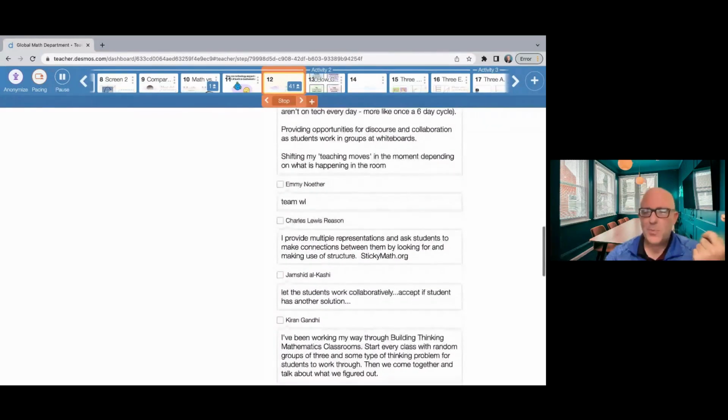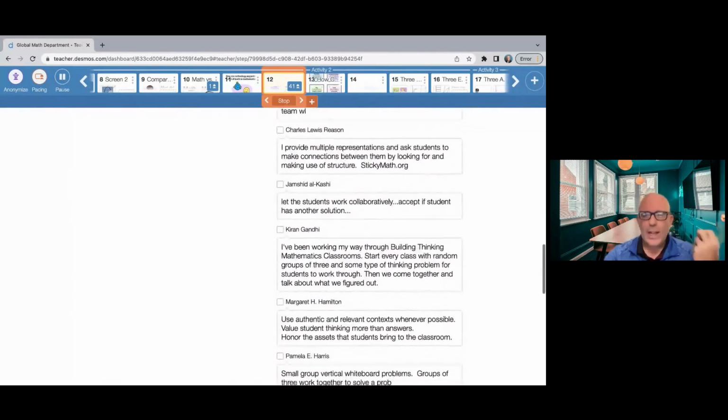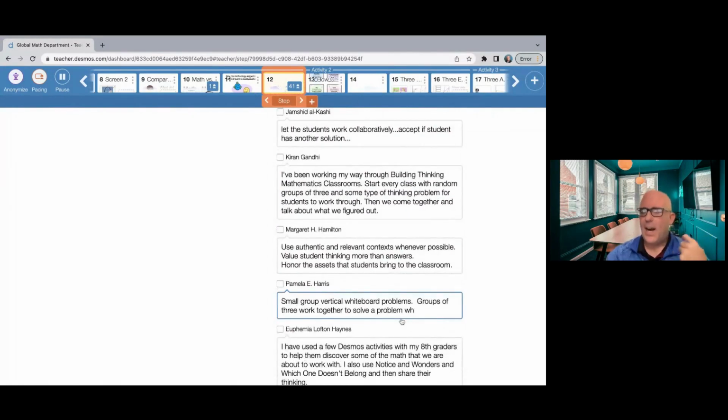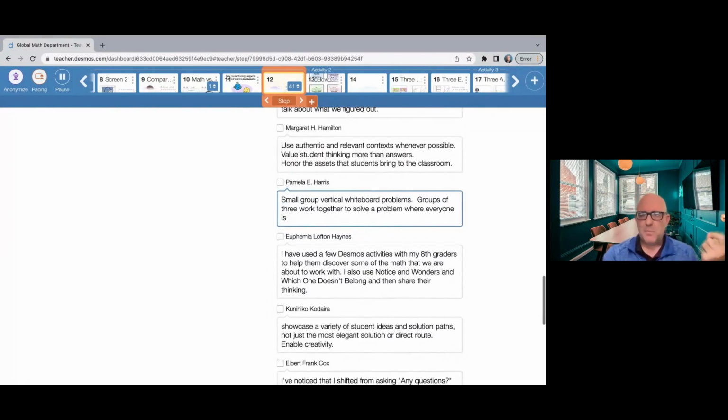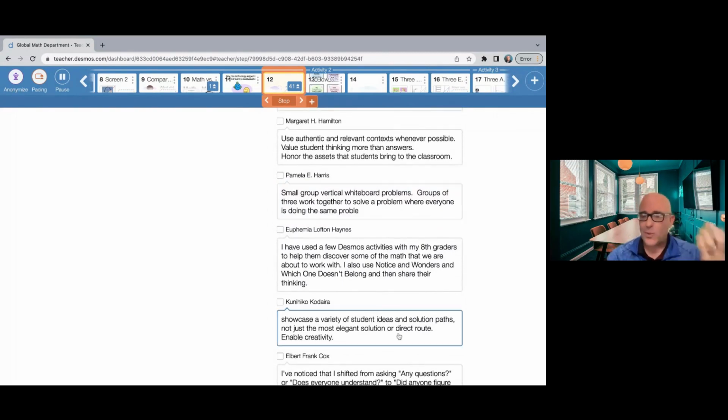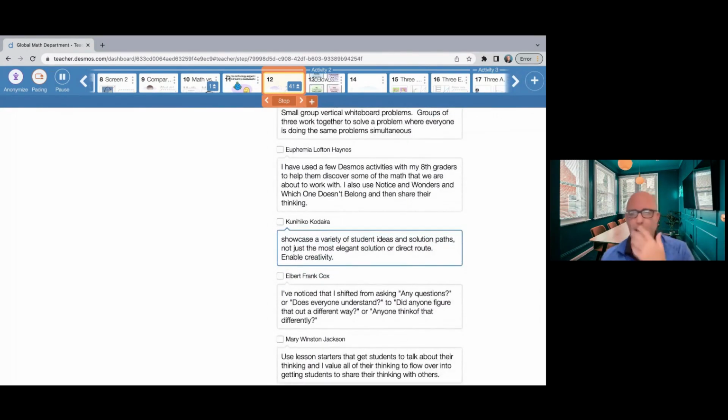Love the shout out to Desmos starter screen here. More collaboration, more talking, some vertical whiteboard problems. Love that. Yeah, which one doesn't belong? That's a great strategy to use.